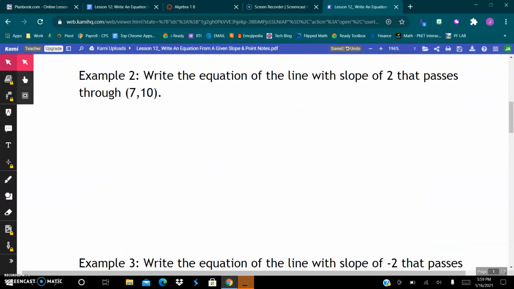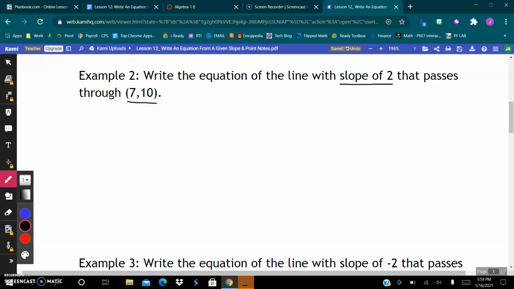This one, write an equation of the line that has a slope of 2. It's going to pass through 7, 10. So our y out of the ordered pair is 10 equals m. Our slope is 2. X is 7. And we have to figure out what b is, so plus b at the end.